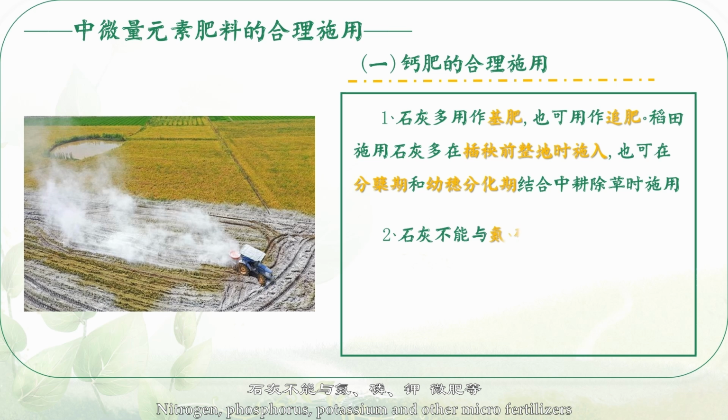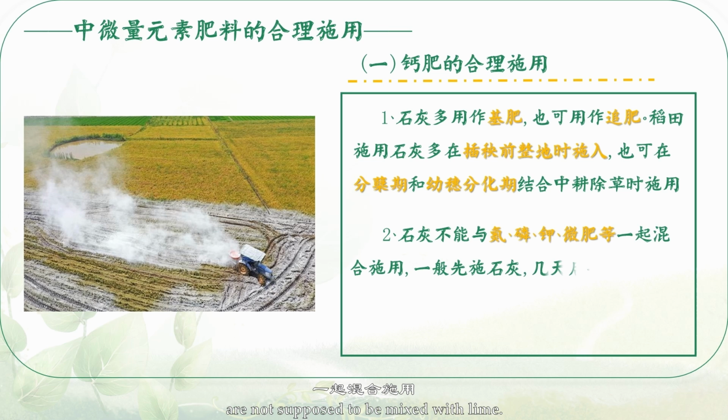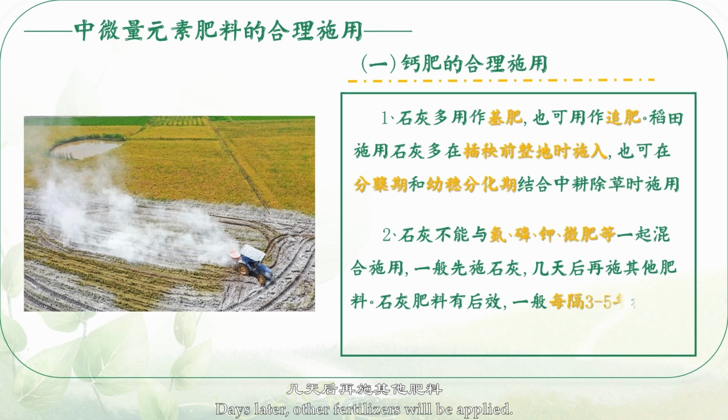Nitrogen, phosphorus, potassium, and other microfertilizers are not supposed to be mixed with lime. Generally, lime is applied first. Days later, other fertilizers will be applied. Lime fertilizer has after effect. It is generally applied every 3 to 5 years.